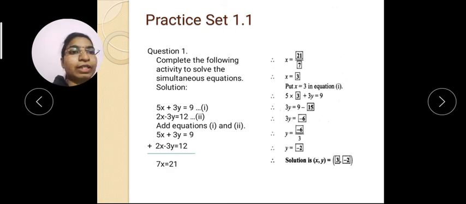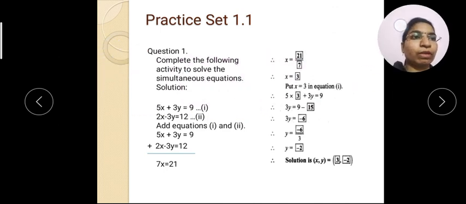Okay friends, now listen. After substituting x is equal to 3, you will get the value of y as minus 2. Therefore, the solution, this line is also very important to write in the answer sheet. Every step has marks. Okay, friends. So today I will give you 2 questions for homework on this method. That question you have to solve. Other questions we will continue tomorrow.